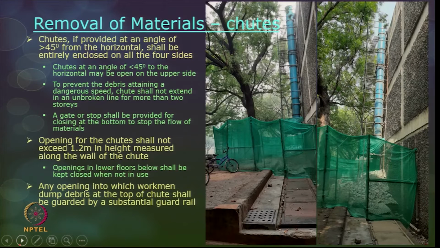Now, removal of materials or chutes. There are so many ways to remove the debris. That is a term we generally use for the broken pieces of a structure. This debris can be removed from the structure through two common means: one is a chute and the other is floor or roof openings. Chutes, if provided, have to be at an angle of not more than 45 degrees.